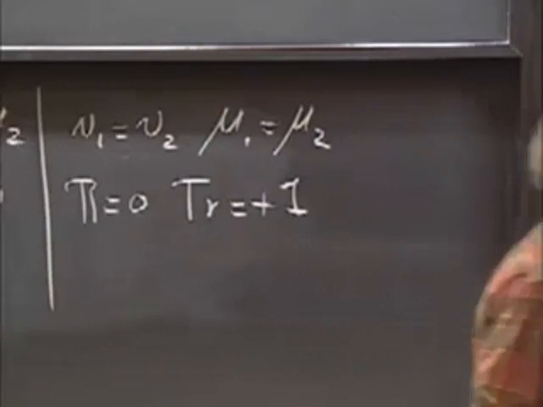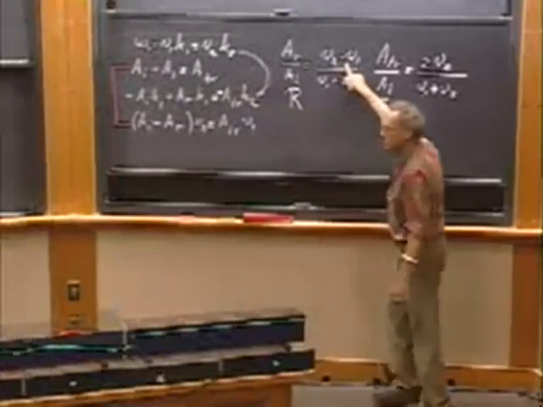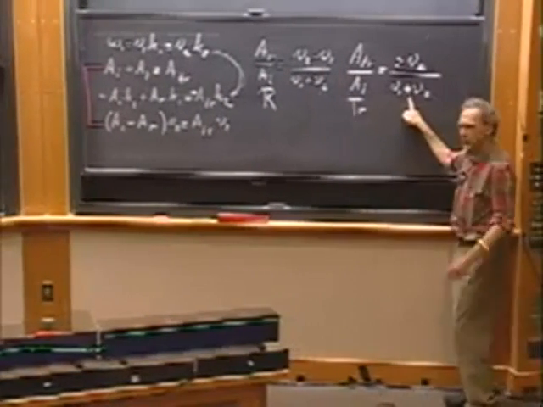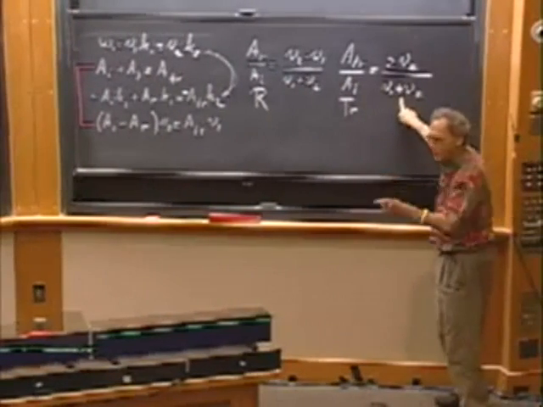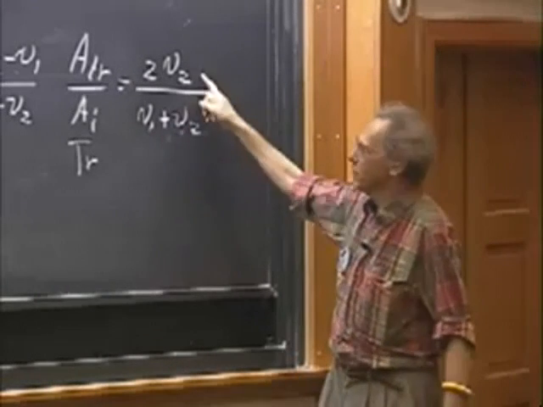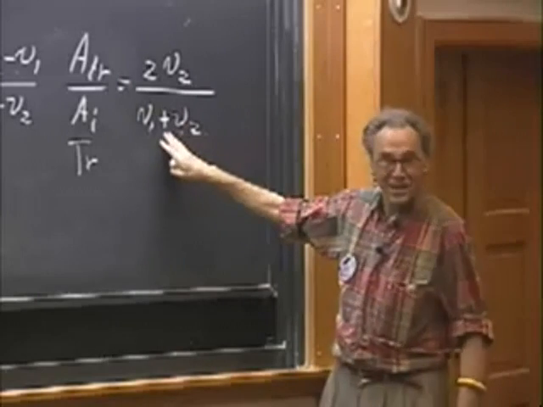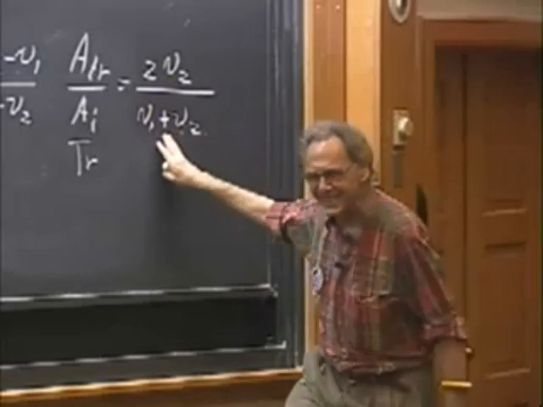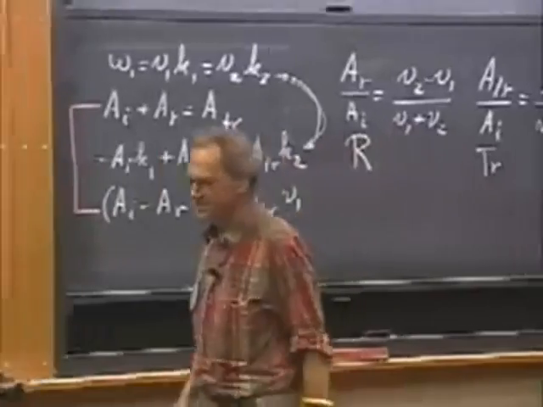Let's check that. When V1 is V2, this is 0. And when V1 is V2, you just corrected me at the right time, by the way. When V1 is V2, you see that this goes to +1. With the minus sign, it would have gone to infinity. I would have caught it. But you got it earlier.